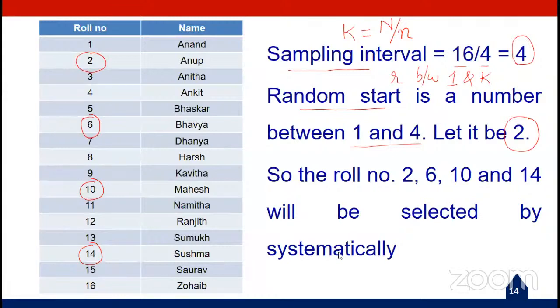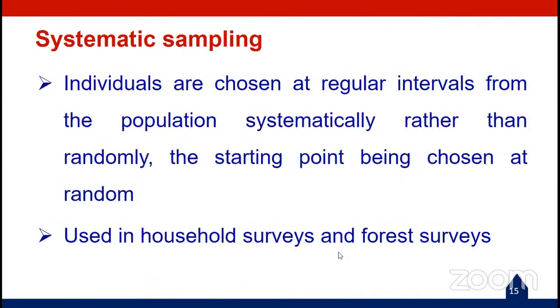This method of sampling is referred to as systematic sampling. In systematic sampling, we select the individuals at regular intervals, in a very systematic manner. Only the starting point we choose randomly, and after that we select every kth individual. This systematic sampling is very widely used in household surveys and also in forest surveys.